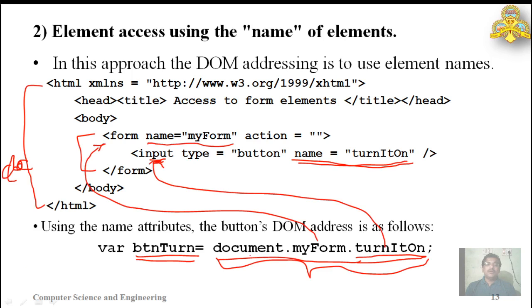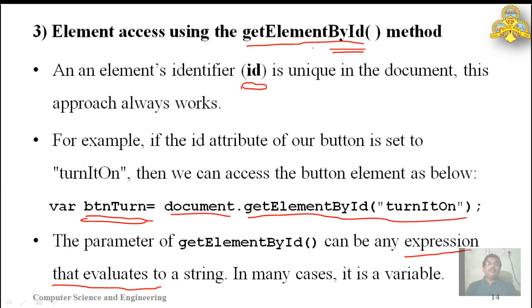I have used document.myForm.turnItOn. These are the names. If the form contains some other groups, and within the group one more group, then it is the document name, then the form name, then the group name, second group name, third group name, and if it exists, the element name. But in the third method, that is getElementById, I need not specify any such path of the hierarchy. Just give document, call getElementById and use the id of the element.